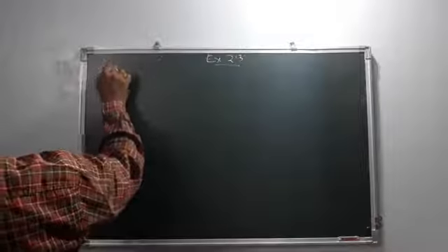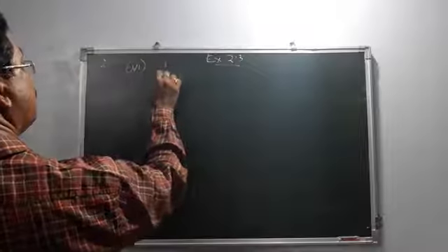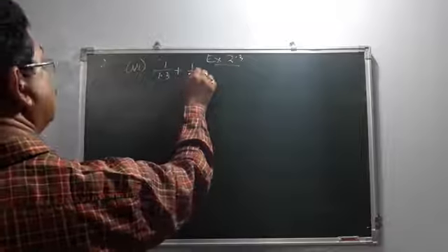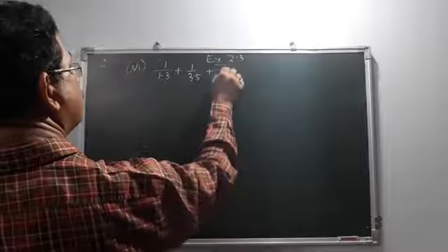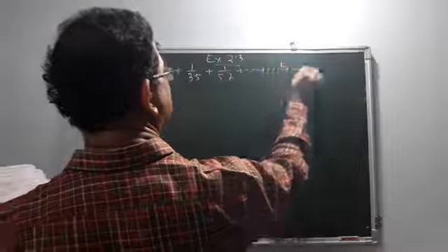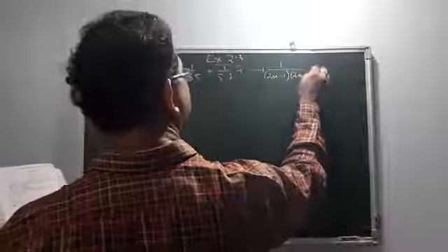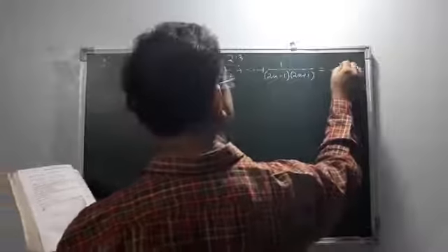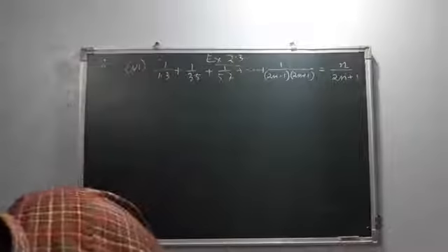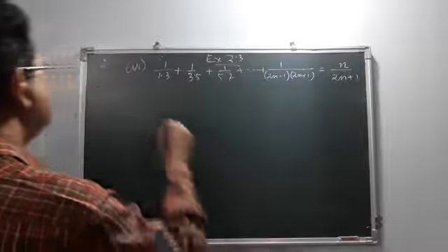Here, question number 6 we are going to do: 1 by 1.3, that is 1 into 3, plus 1 by 3 into 5, plus 1 by 5 into 7, plus dot dot dot, plus 1 by (2n minus 1)(2n plus 1), is equal to n by (2n plus 1). So here you see how to do it. Already we have done it, the same procedure we will follow.